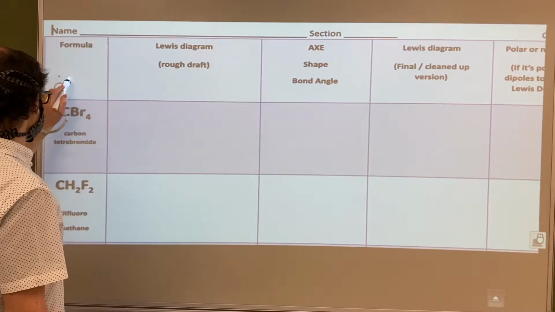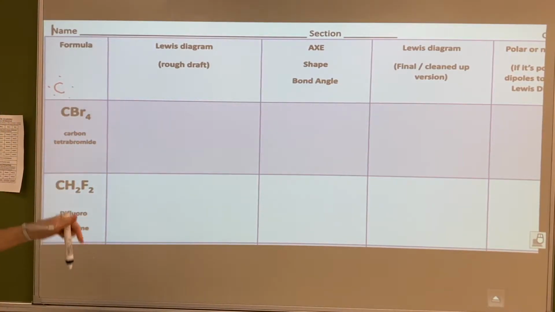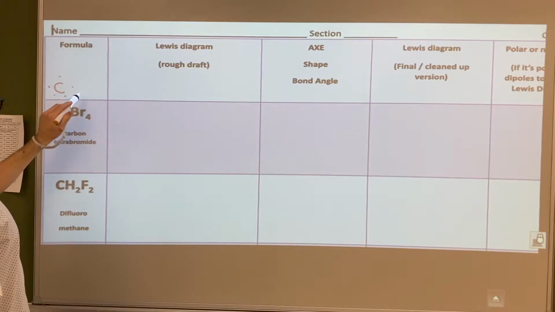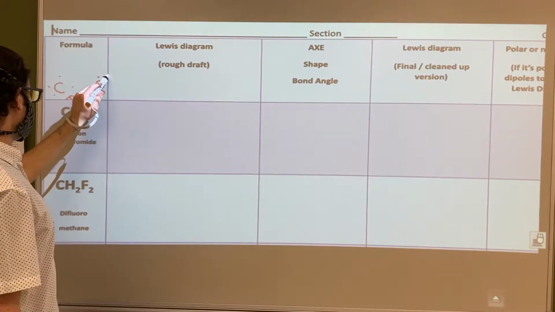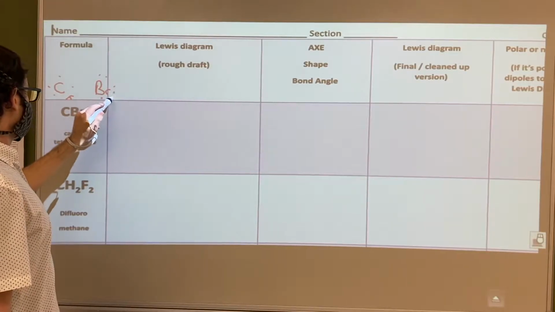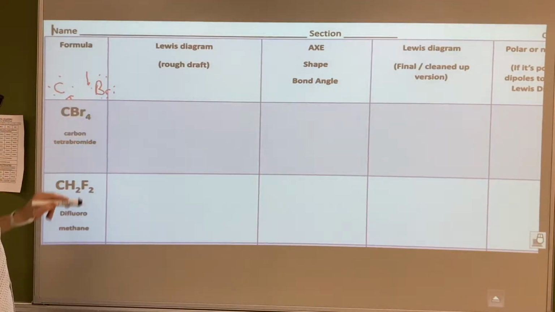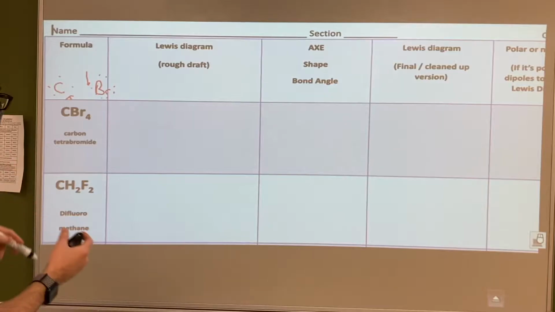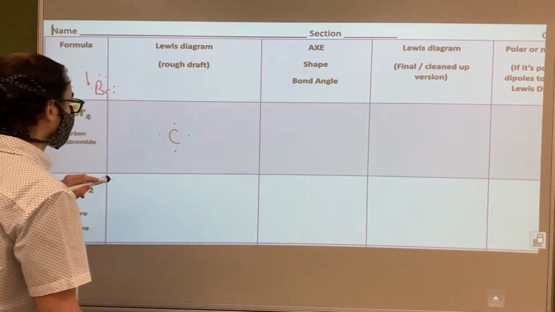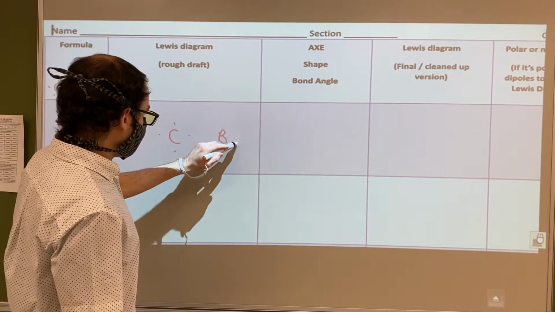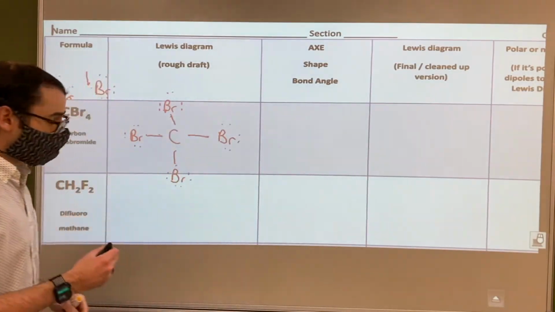You could always continue to draw the dots and see that, okay, there's 4 dots around here. And then bromine has 7. So it only has 1 electron for bonding. Carbon has 4, so carbon's going to be our central atom. All right, let's put the bromine around it. Okay, so there's our bromine.